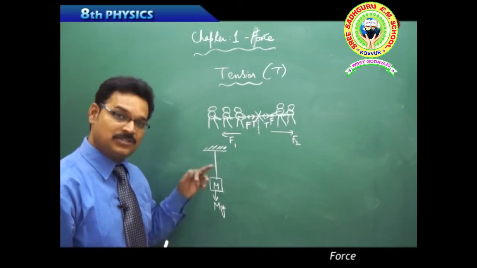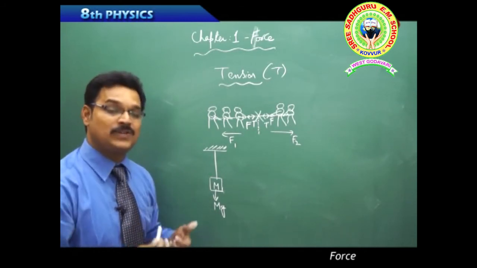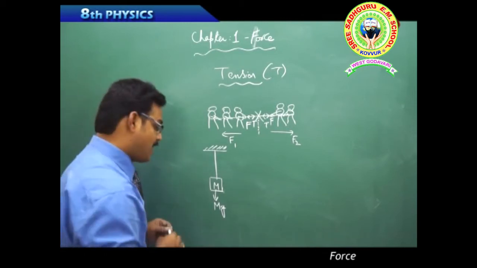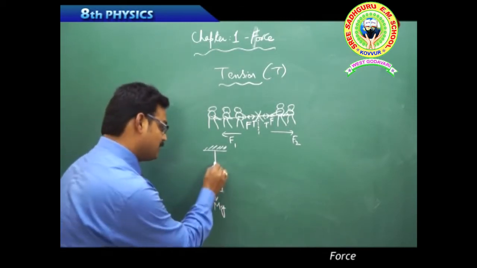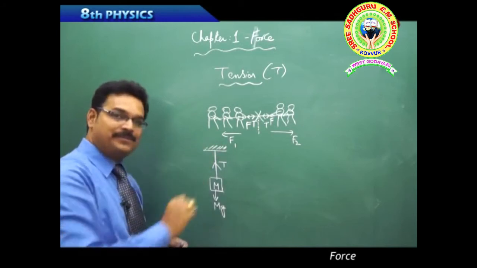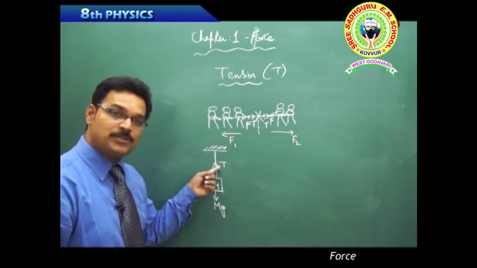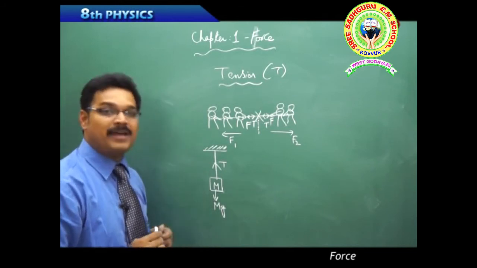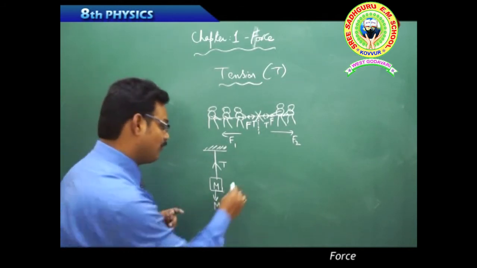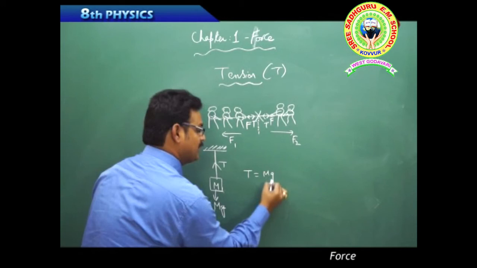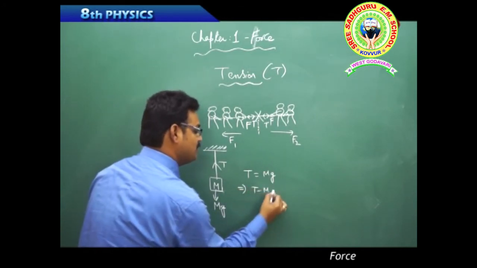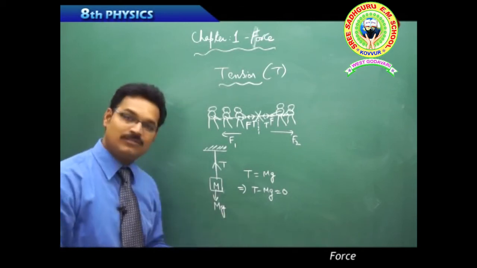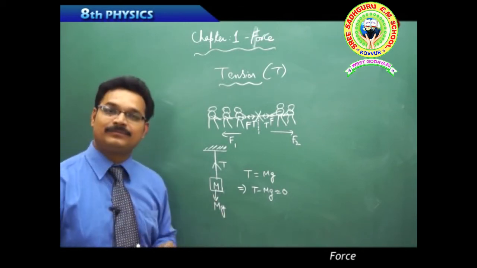Yes, you can say that because this string is supporting it. Exactly correct. The string is supporting, but inside the string, the tension is supporting that weight. And it supports by acting in the opposite direction, and it cancels the mg force. Therefore, T equal to mg implies T minus mg equal to 0. So the net force acting on the box is 0. That's why the box is stable.